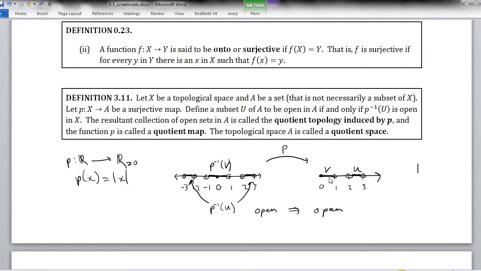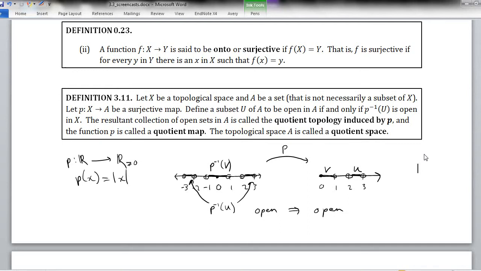Let's look at another one, V here. It may not be quite as obvious that this should be open, since I'm including the point 0 this time. But its preimage under P is just going to be everything between -1 and 1, not including either endpoint. And that's certainly open in R. Therefore, by definition of the quotient topology, this subset V is open in the quotient space R greater than or equal to 0. So that's how it works.